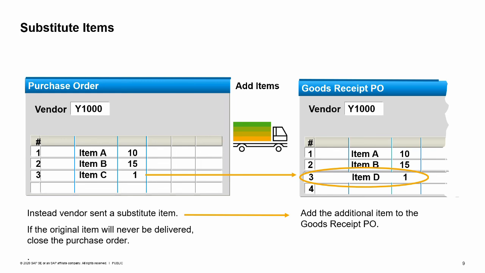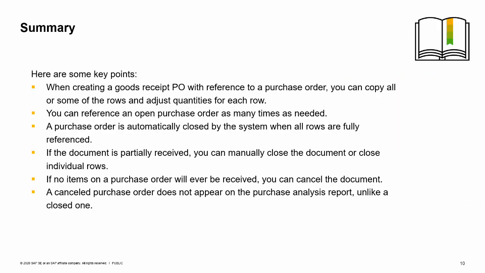If the originally ordered item will never be delivered, you should close the original purchase order so that this undeliverable item does not continue to appear on purchasing reports as an open item. Here are some key points. When creating a goods receipt PO with reference to a purchase order, you can copy all or some of the rows and adjust quantities for each row.